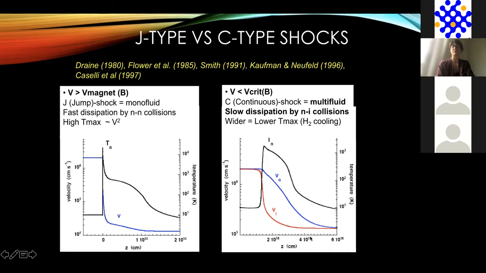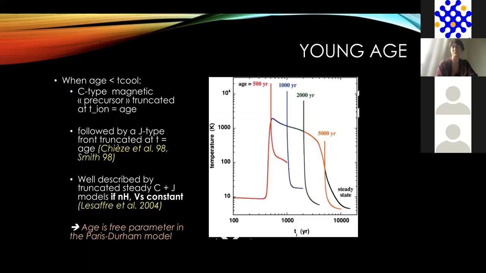But then note the scale here, it's much wider. It's a few 10 to the 16 centimeters instead of a few 10 to the 14 centimeters on the left. And this is much wider because it's the mean free path of the neutrals through the ions and not through other neutrals. I'm sure this is not very easy to understand for most of you, but I can answer questions about that later on.